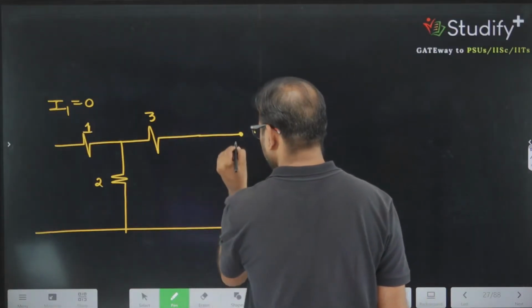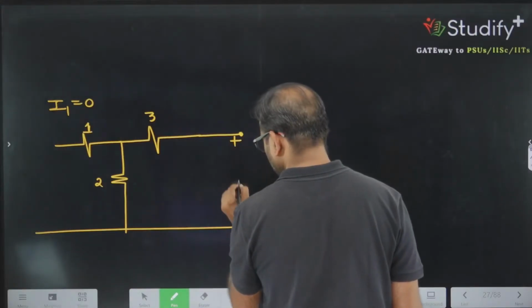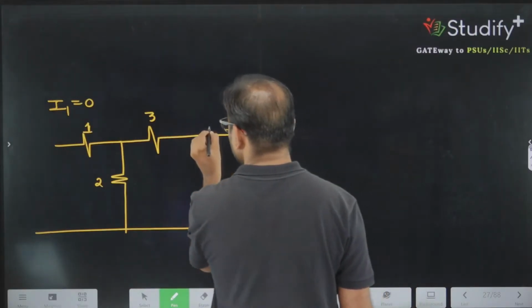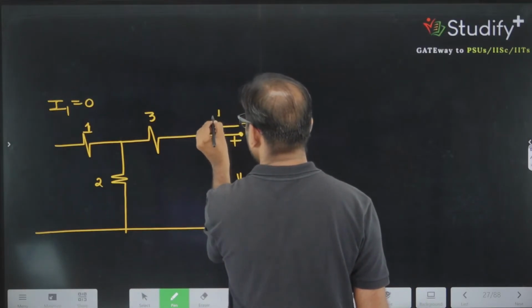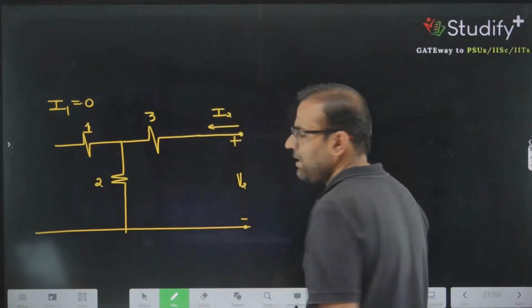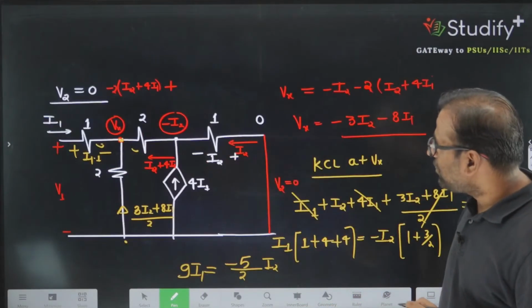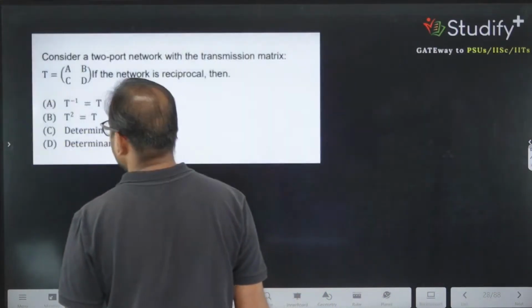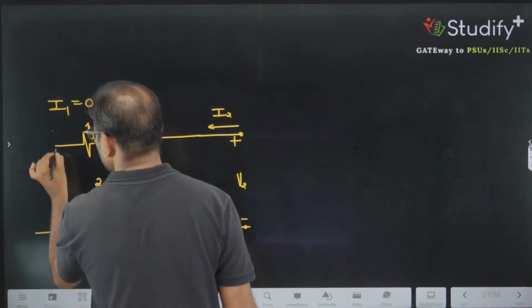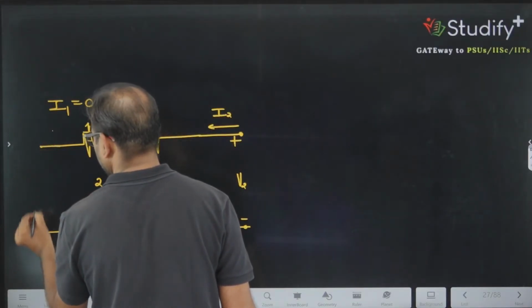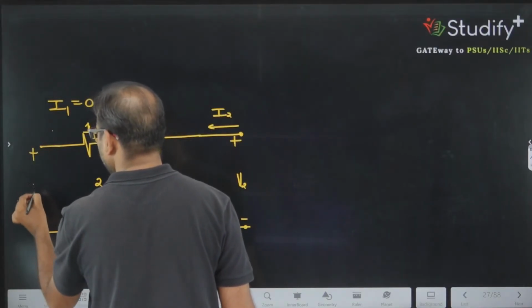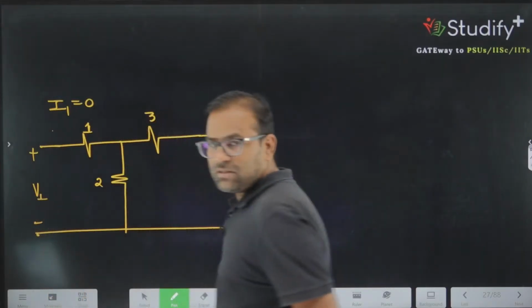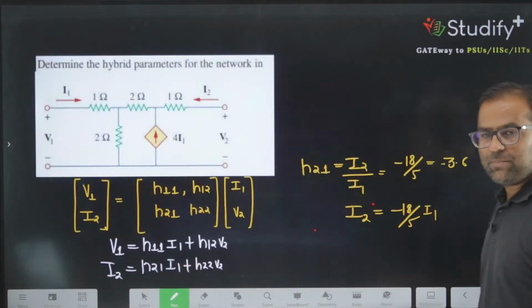This value is given as V2. This value is given as I2. And what else? V2, I2. I1 I am taking as 0 because this is our condition, and this value is known as V1. A very simple network. Just look at the condition, what we want from this network.